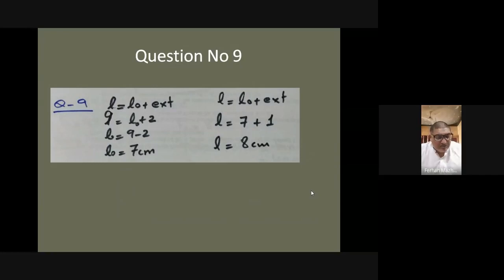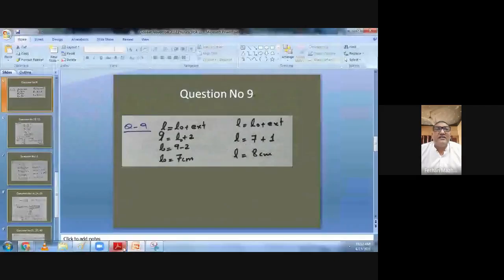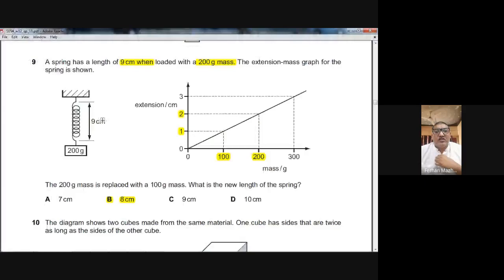So this is question number 9. I think B is the right choice. Question number 9, B is the right choice. And I hope that you have understood this question.